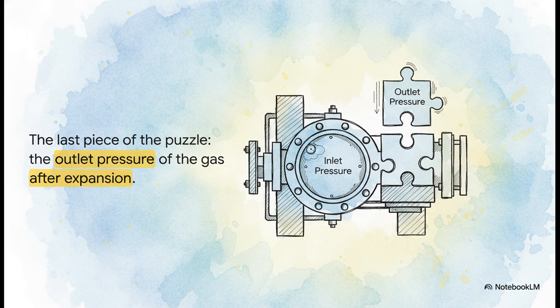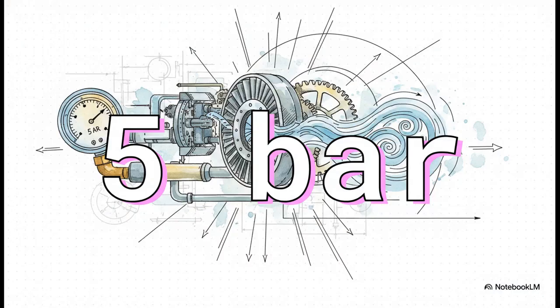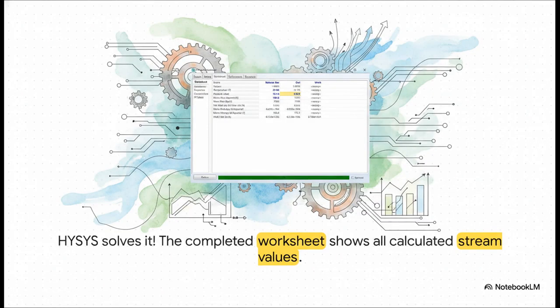And the last piece of the puzzle we need? That's going to be the target outlet pressure. The problem tells us the outlet pressure from the expander will be 5 bar. Simple enough. And just like that, with all our data plugged in, the software solves it.